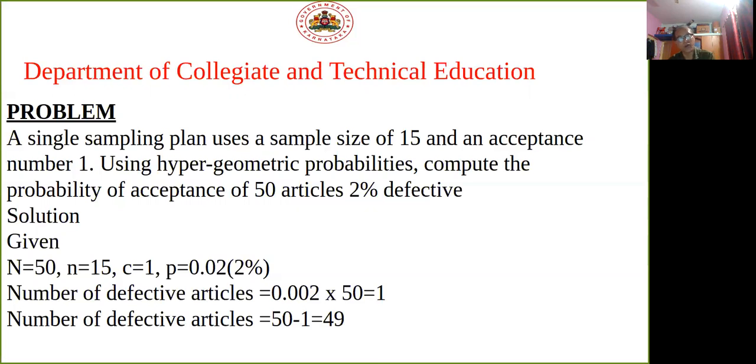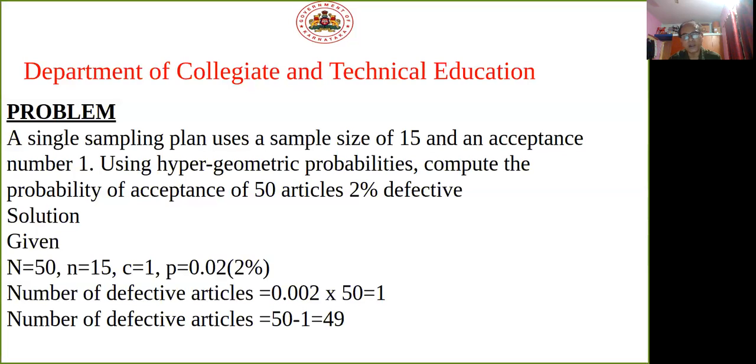So what does it mean? Out of the 50 articles, according to the producer, there may be 1 defective. Then we can find out the number of non-defective. Here also a word has been missed. It should be number of non-defective articles. The last sentence I am reading, once again you see here, it has been wrongly typed. It should be number of non-defective articles.